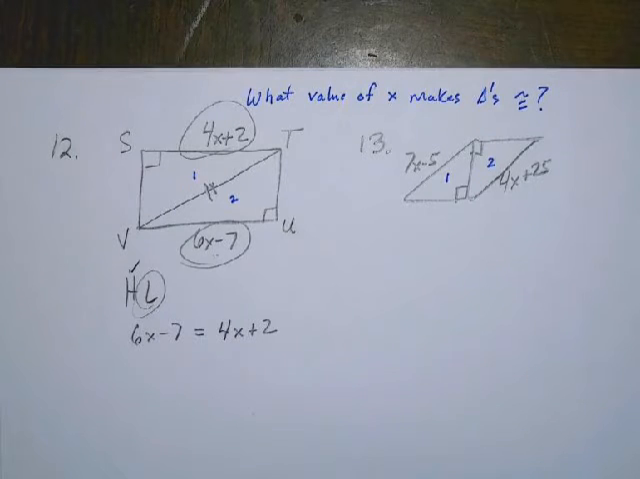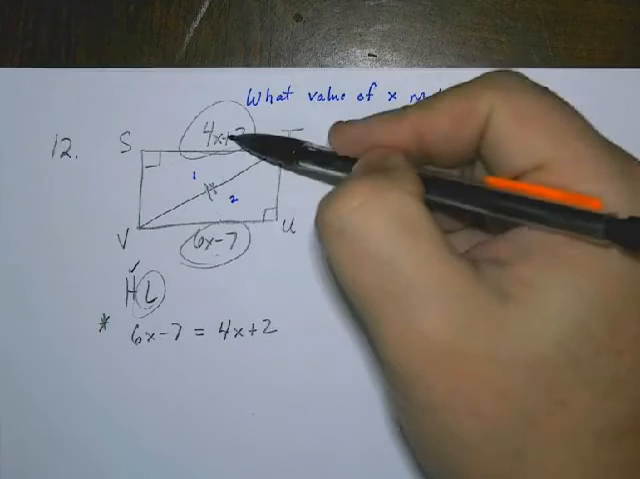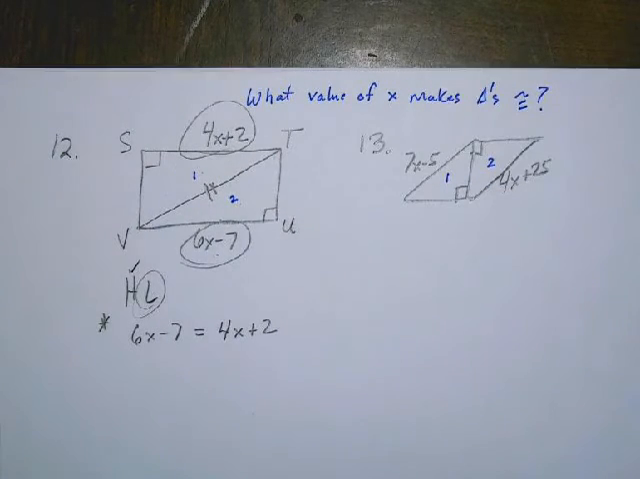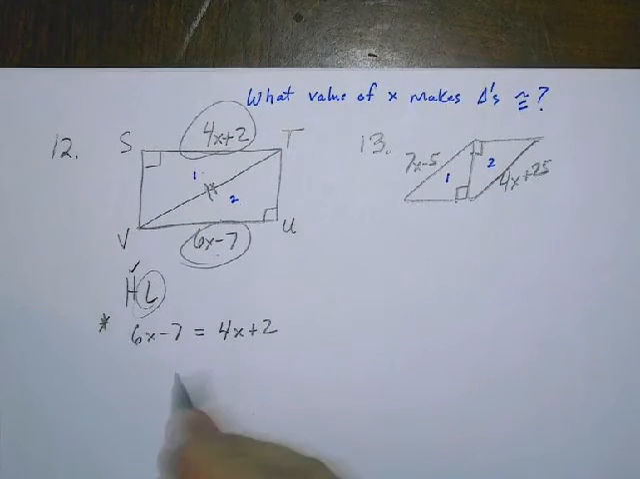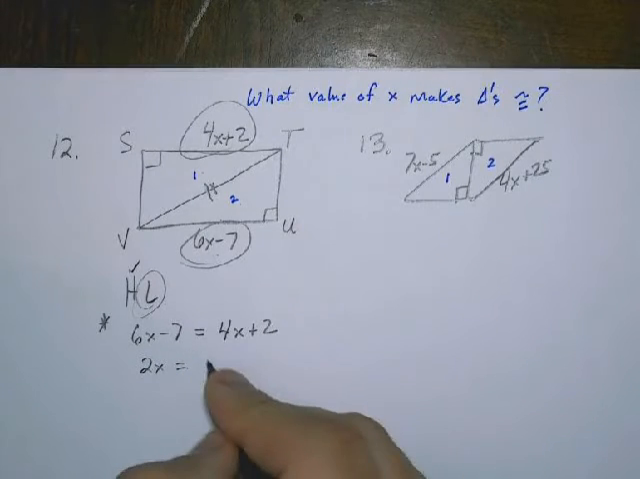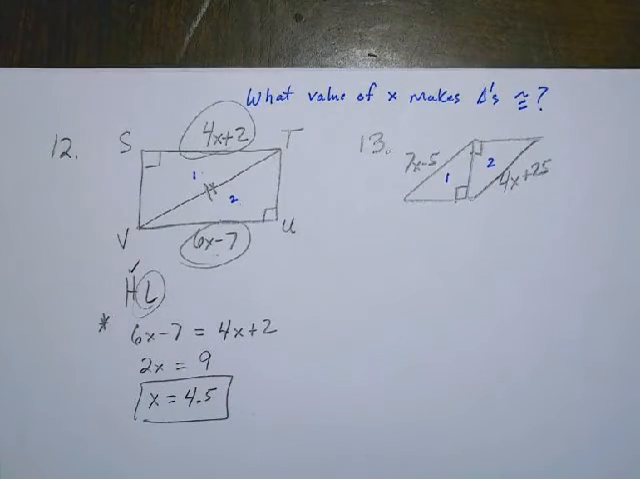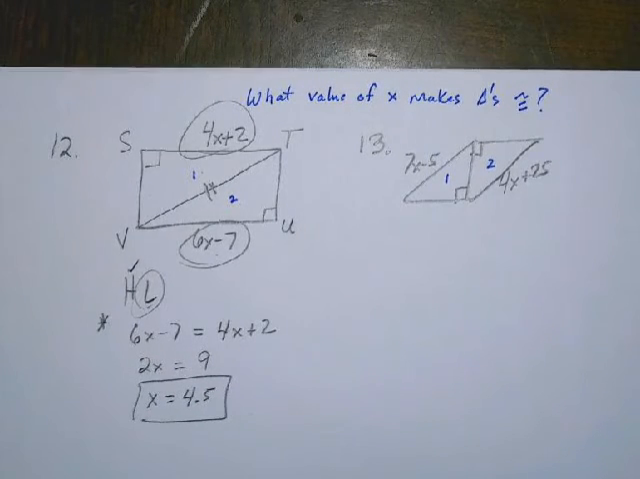Okay. Everyone see how I got this? This is a key step because the legs would have to be congruent in order to show that these two triangles are congruent. Now we're going to solve for x. I got 2x is equal to, is that 9? So then x is equal to 4.5.